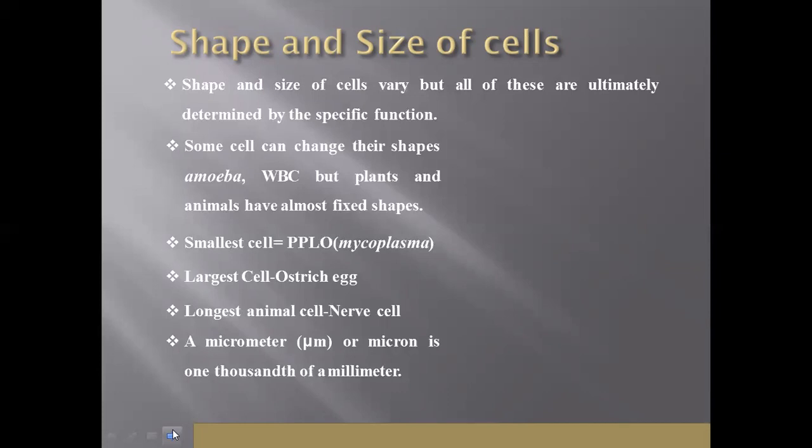We can't change our shape. The smallest cell is PPLO, that is mycoplasma. The full form of PPLO is pleuropneumonia-like organism. The largest cell on planet is ostrich egg.